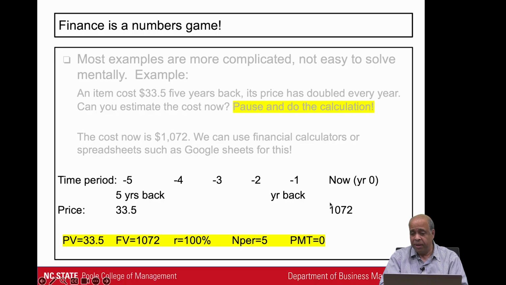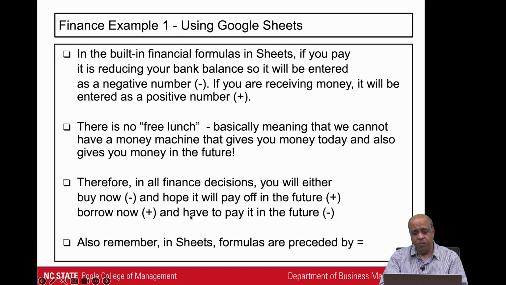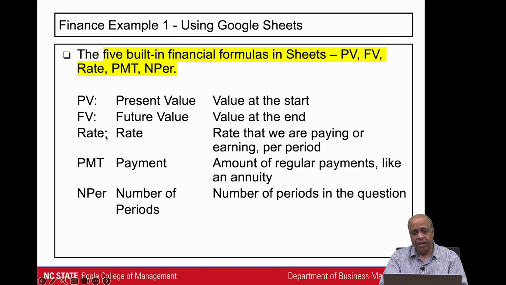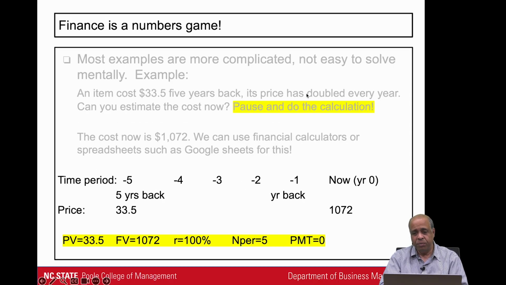So at the end of the period, this 1072 was our future value, which is what we wanted to calculate. Then what is my R? The rate. It's basically the rate at which we are going to earn some return, or we're going to pay an interest, or it's the growth rate. So in this case, because it's doubling every year, that growth rate was 100%.